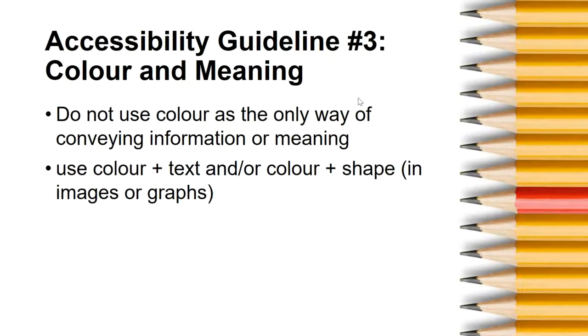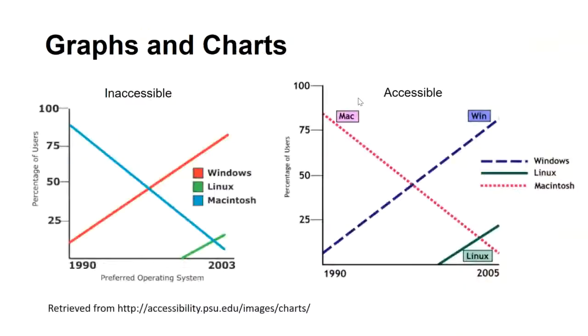So the third accessibility guideline, which is also related to color, is how we use color with meaning. So specifically here, I'm talking about graphs and infographics. So do not use color as the only way of conveying information or meaning. Use color plus text or color plus shape in images or graphs. So I'll show you an example of that in the next slide.